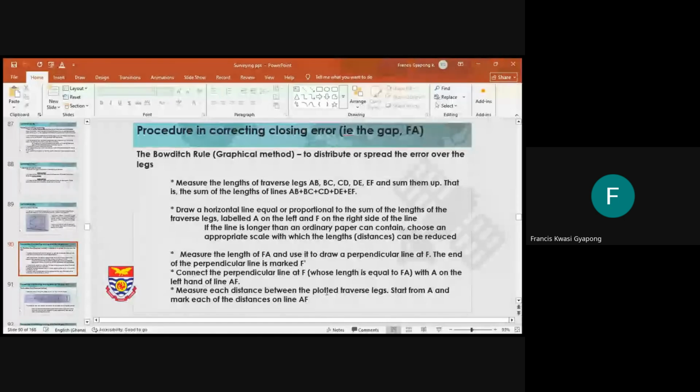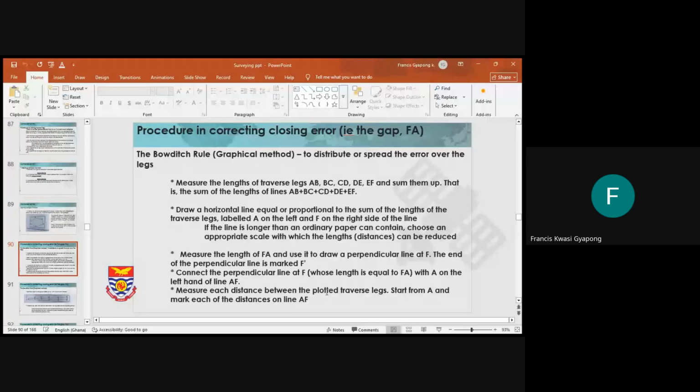Then, after you have done this, you are going to measure the length of the gap. We are using FA. You should have ended at A, but it ended at F. You understand? You are going to measure that gap and use it to draw a perpendicular line at F. The end of the perpendicular line is marked F. When you start, you get to know all this. Your ruler will do the work. That gap will be measured. That is what you use to draw a perpendicular.